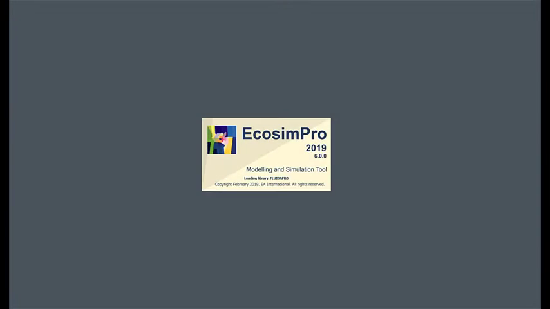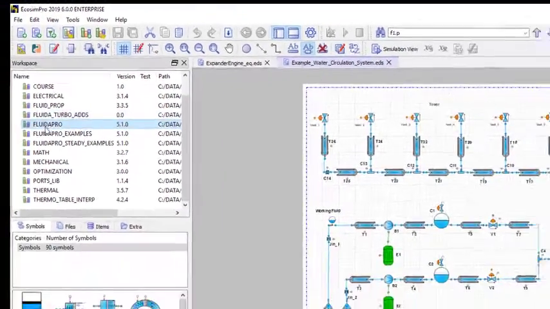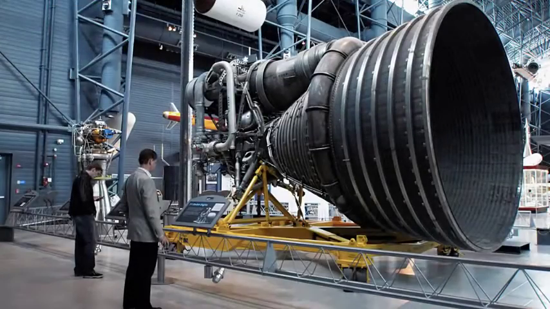Running under the EcosimPro platform, FluidaPro is a software particularly suited to the simulation of complex fluid systems and combustion processes, the performance analysis of space engines and power plant cycles, but it also has other uses.